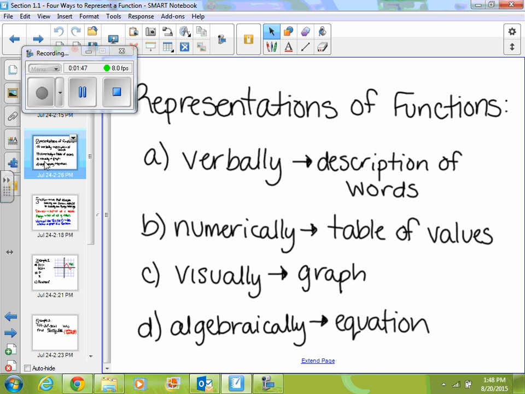Alright, so the first way that we represent a function is verbally, which is just a description in words. The second way we might represent a function would be numerically, which would be like a table of values. We can represent a function visually by making a graph, or we can represent a function algebraically by writing an equation.